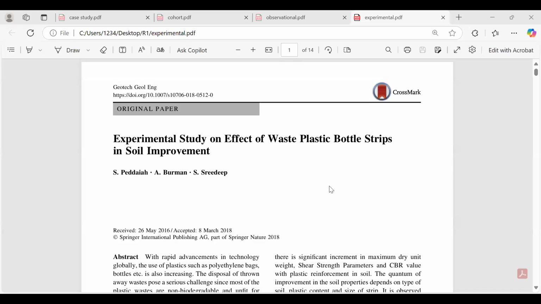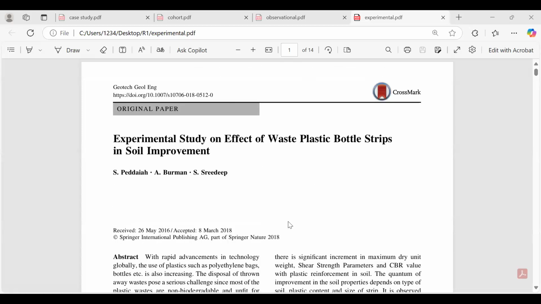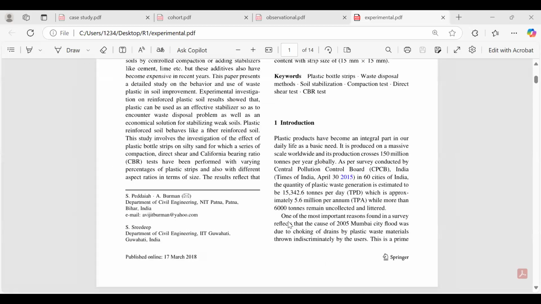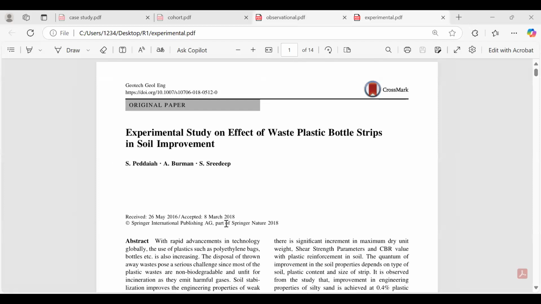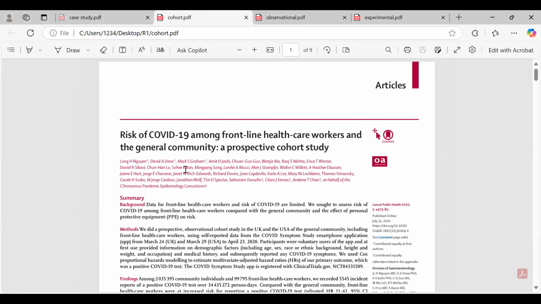Hope you can see my screen. This is something I downloaded from Google Scholar, just to show you the experimental studies. I will upload them on LMS, so you can refer to them, and the observational studies are there. You can search them through the keywords, right?